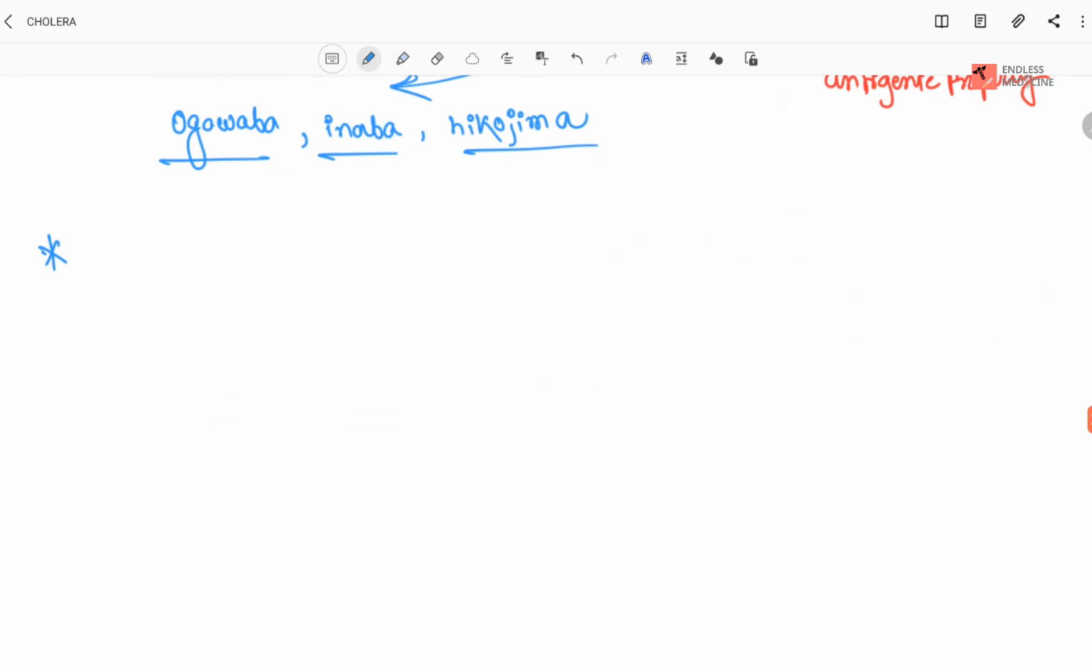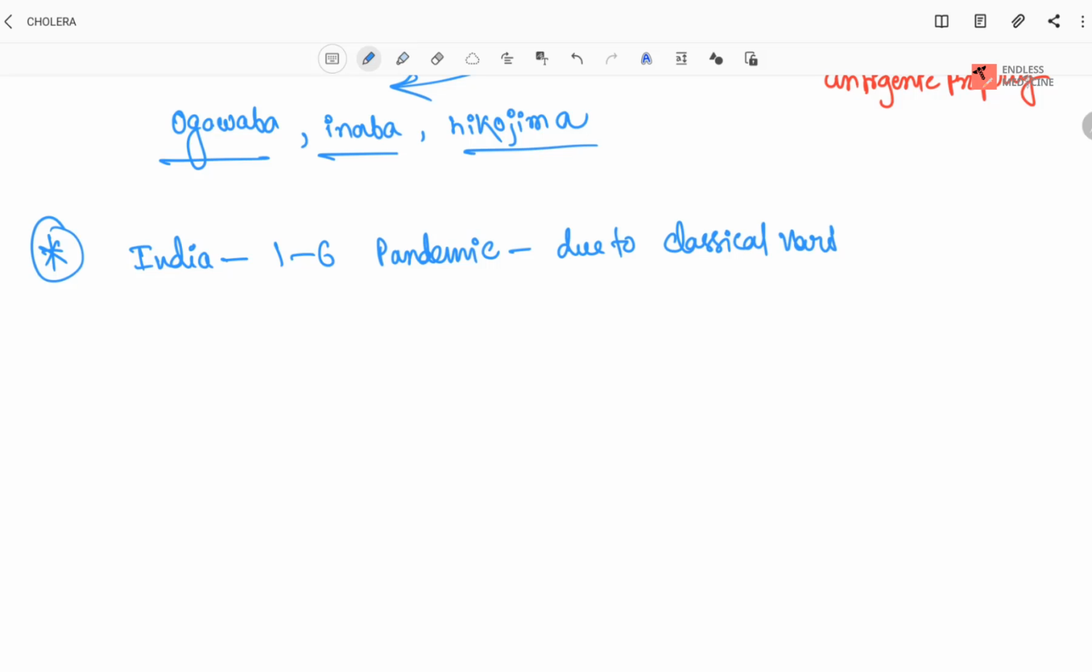An important point: in India, the 1st to 6th pandemics were due to the classical variety, and the 7th pandemic, which occurred in Indonesia, is due to the El Tor variety.